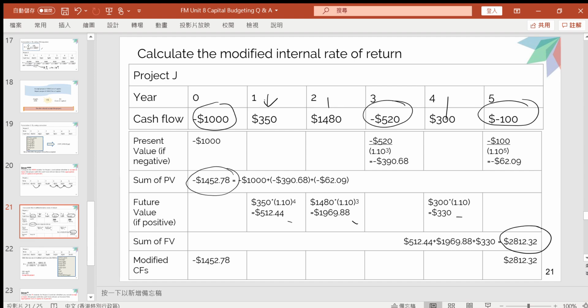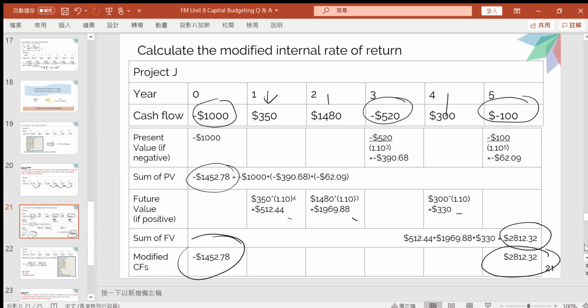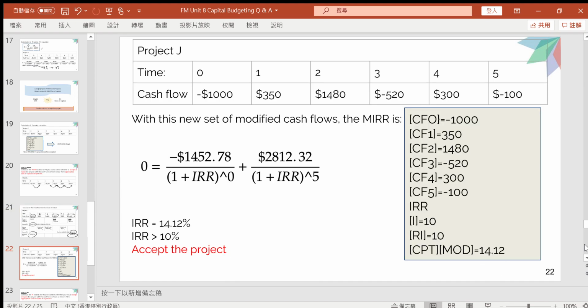That will be 2,812.32. Now, we just have 1 negative figure and 1 positive figure. Okay, then we can make use of the internal rate of return to work out the interest rate, the internal rate. Because of that, we can work out the internal rate of return is 14.12%.